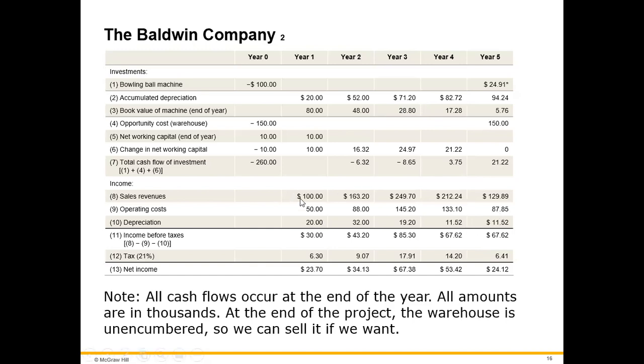So let's go back to year 1. We're going to bring in cash of 100,000 from selling the bowling balls. It's going to cost us 50,000 to make them and sell them. And then there's 20,000 in depreciation expense on the bowling ball machine. Once we subtract the 50 and the 20 from the 100, how much income will be taxed? 30,000. They give us a tax rate of 21%. So 21% of the 30,000 will be 6,300. So how much would our net income be? So right now we're calculating net income, not net cash flow. It would be 30,000 minus 6,300 for 23,700.